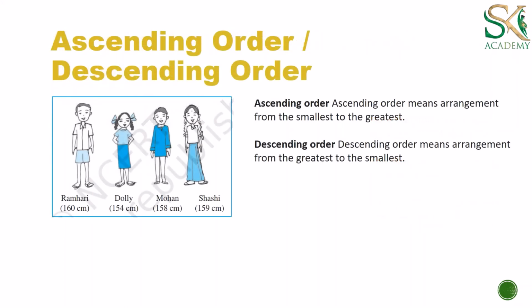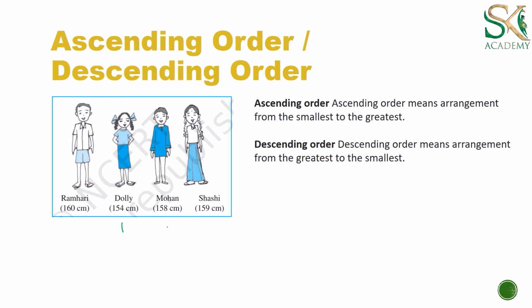Now if you see here, there are two boys and two girls with different heights. Dolly is 154 centimeters, Ram Hari is 160, Mohan is 158, Shashi is 159. Now if you want to arrange this, how will you determine which one is the smallest number? If you see here, this is the smallest number, right? So let us put 1 here.